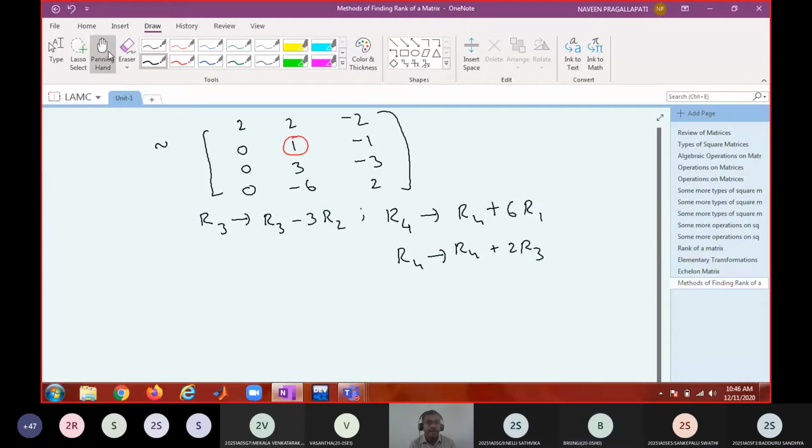Which one? Oh, okay, fine. So I have to make this right. This one, R2, right? R4 gets R4 plus 6R2. Am I right now? Yes, sir. Okay, so this is one way of writing the operation. The other way is this one: R4 gets R4 plus 2R3. That also makes this entry 0, no?